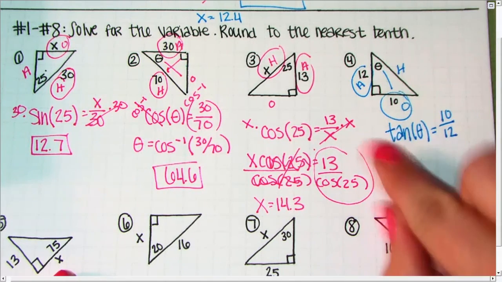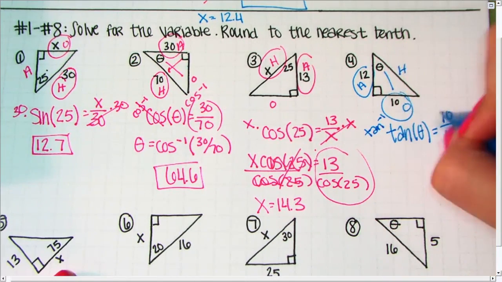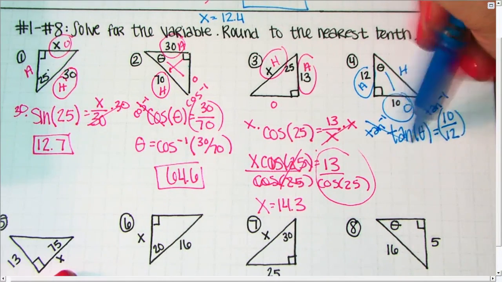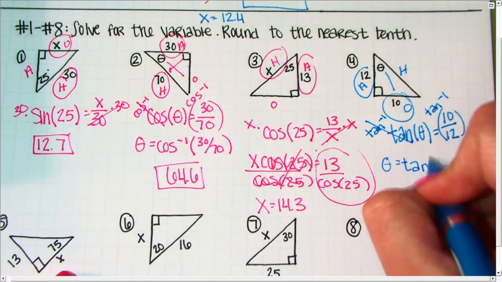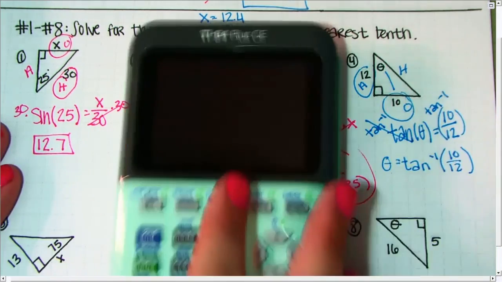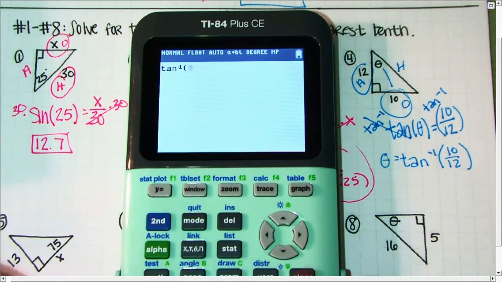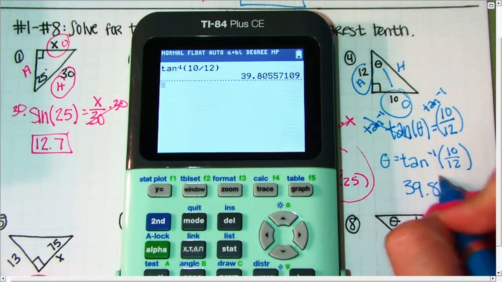To separate the trig function from its angle, I use the -1. So tangent to the -1. Tangent goes away, and theta now equals tangent to the -1 of 10 over 12. Second tangent, 10 divided by 12, is 39.8.